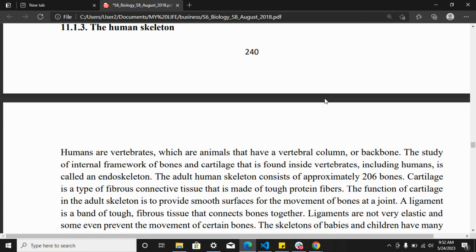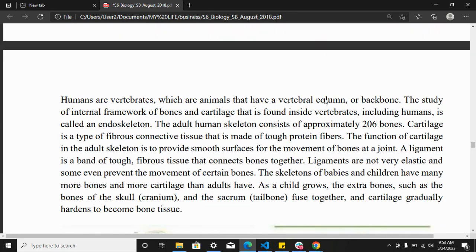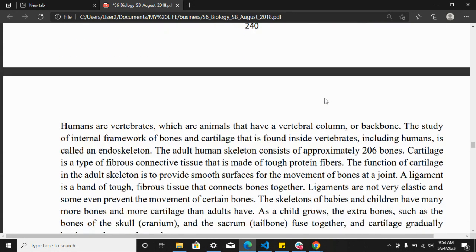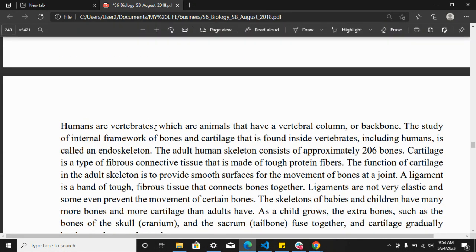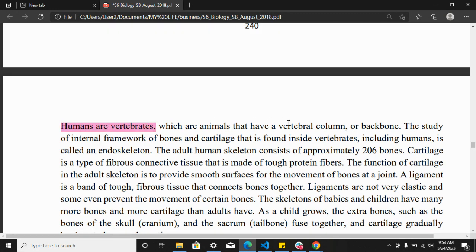So a human skeleton. Humans, tugiye kujya nyine kuri skeleton y'umuntu. Actually the human are vertebrates. We are vertebrates. We people belong to the vertebrates, which are animals and have a vertebral column, cyangwa se backbone. The study of internal framework of bones and cartilage that is found inside vertebrates, including humans, is called an endoskeleton. Uvango, a kind of framework iboneka muri internal part of the body niyo twita endoskeleton.